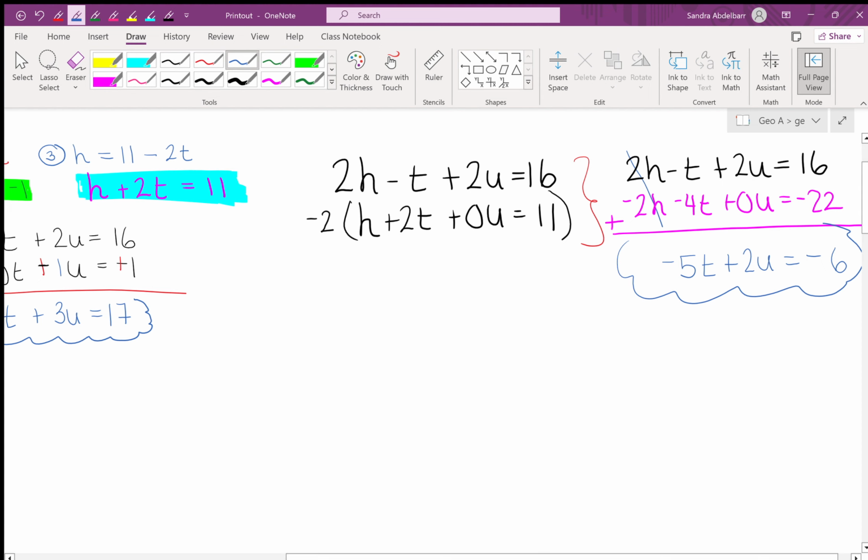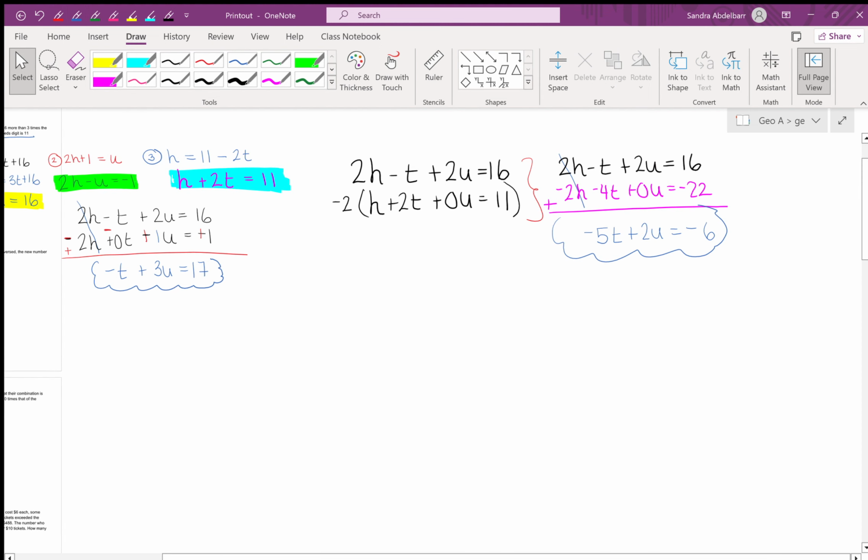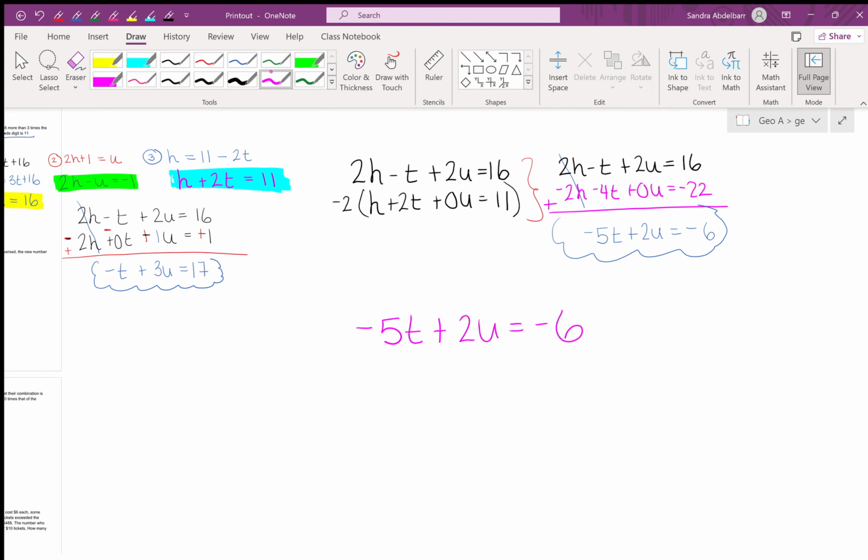Okay, so now what do we do? See my two equations that I got? Now they're both in a two variable equation format, right? So now I can use these two and solve for one of those variables. So let's line them up. I have negative 5t plus 2u equals negative 6. And then I'm going to have negative t plus 3u equals 17.